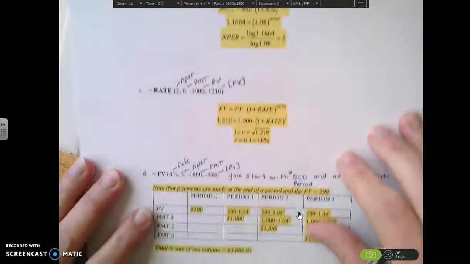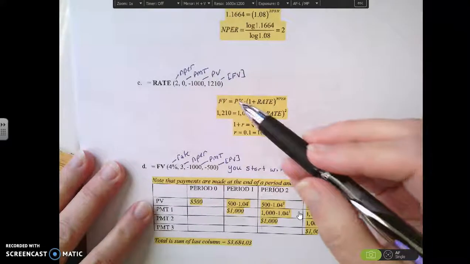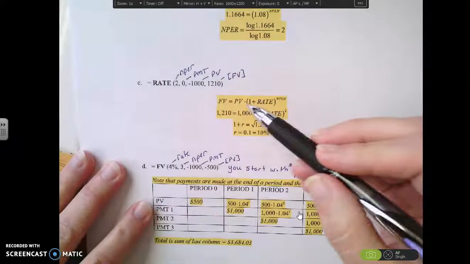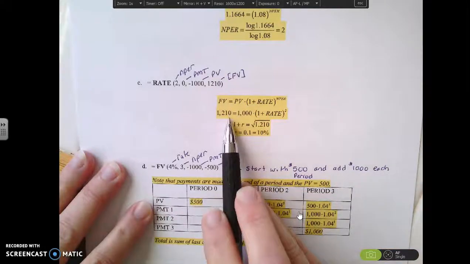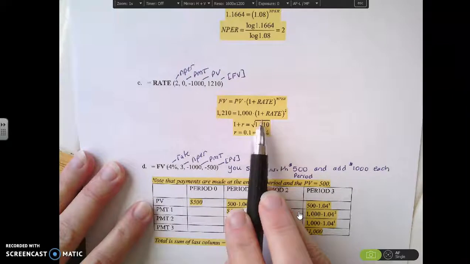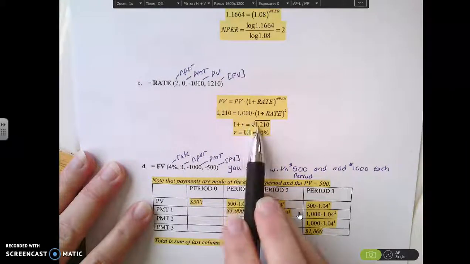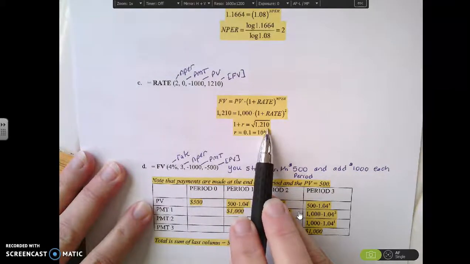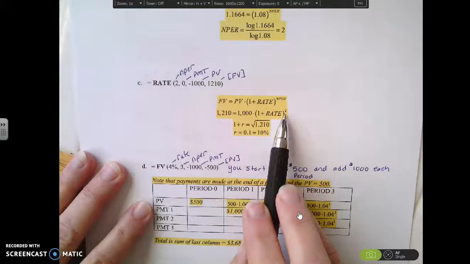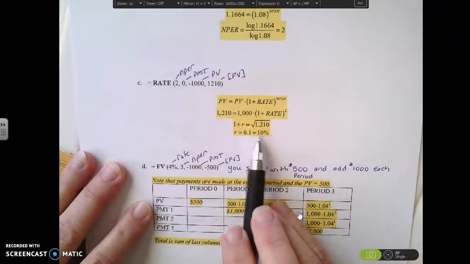Okay. Number 4C, again we're using that same formula to find our rate. So this time we knew the future value, we knew the present value. We're trying to find the rate. So right here I'm going to divide by the $1,000, and that's where I get the 1.21. And since it's raised to the second power, the opposite action mathematically is do the square root, and I end up with 10%.